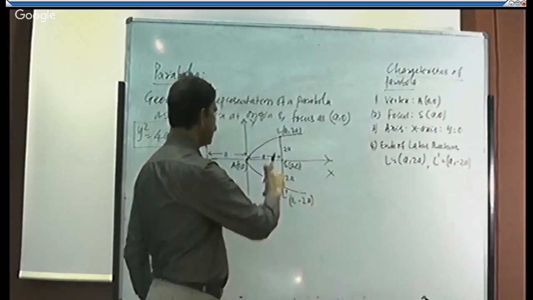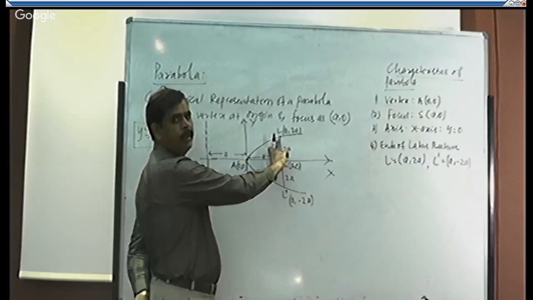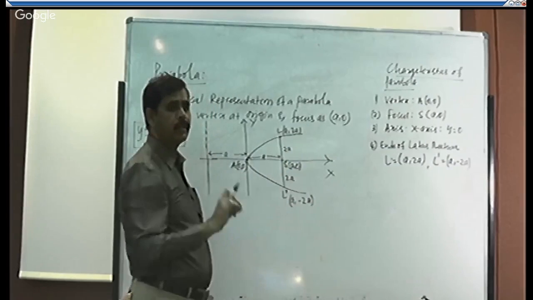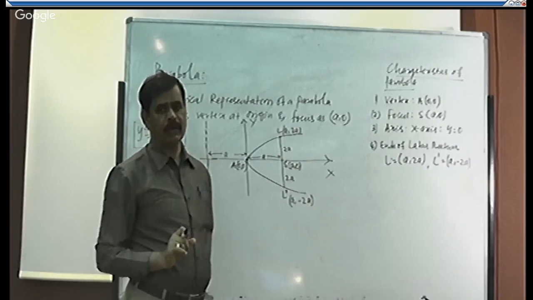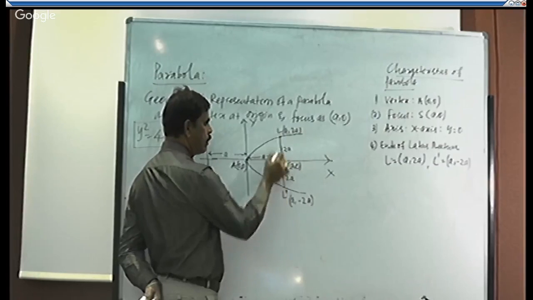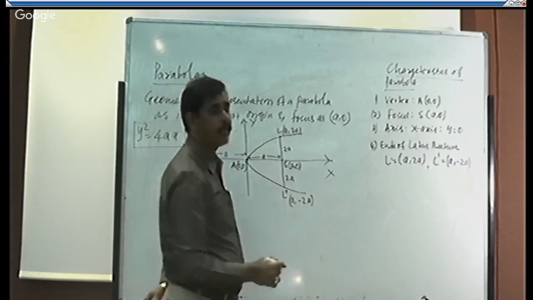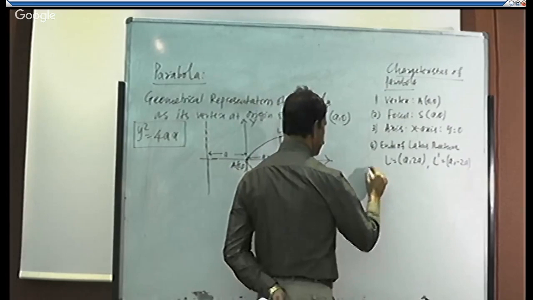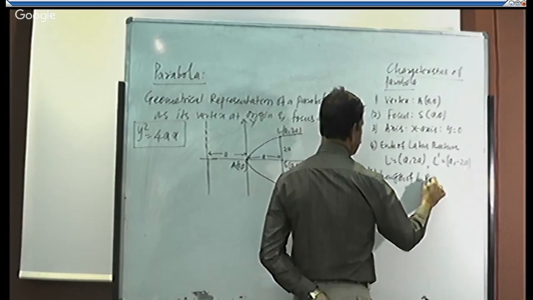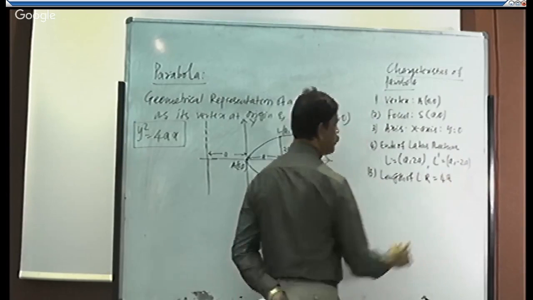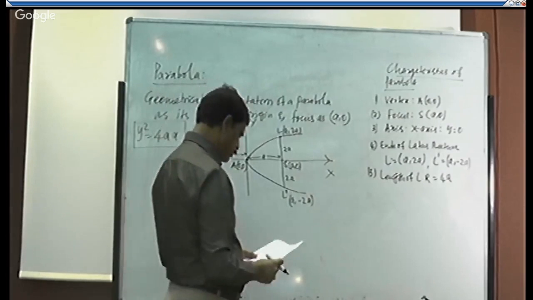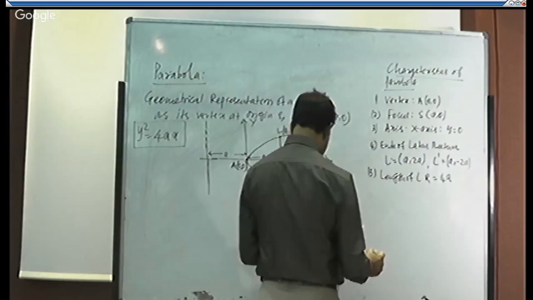If I want the length of latus rectum, it will be obtained by the distance formula. As we know the coordinates of L and L dash, with that we can calculate the length of the latus rectum. The length of latus rectum obtained by using the distance formula is always equal to 4a. Length is 4a.